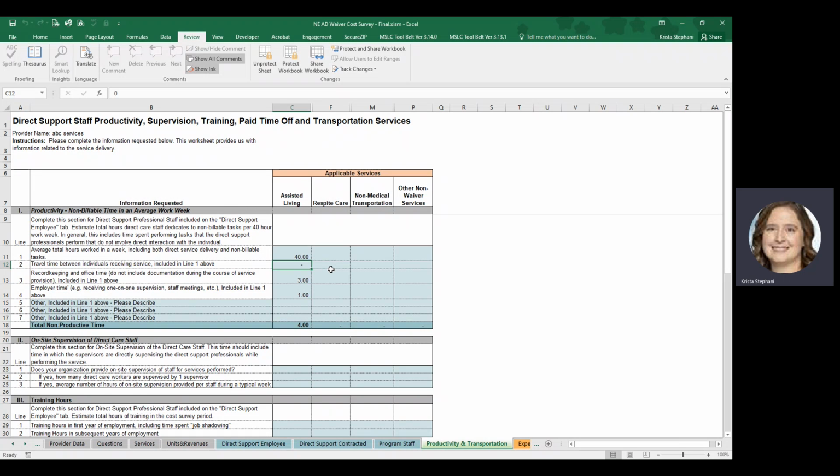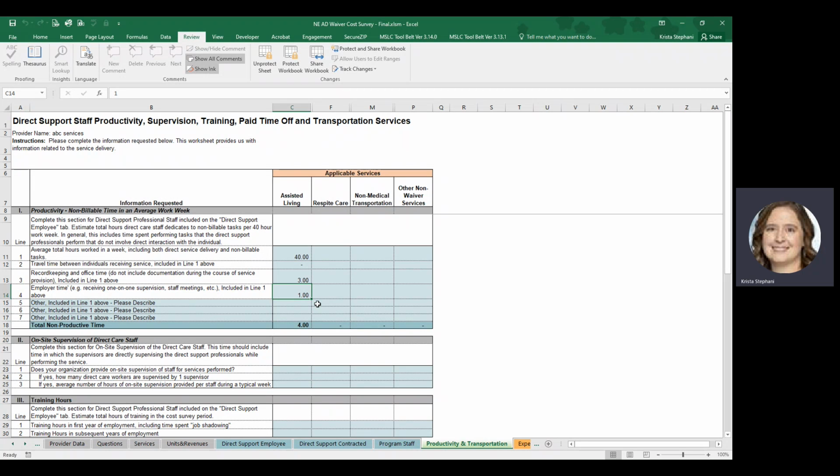So for example, for assisted living, that probably isn't the case, but for some other services, maybe as personal care or chore or homemaker, there might be quite a bit of individual travel time to get from one service location to another. Next, we'll indicate the record keeping and office time that is related to providing the service. And then the employer time, such as receiving one-on-one supervision, attending staff meetings, etc.